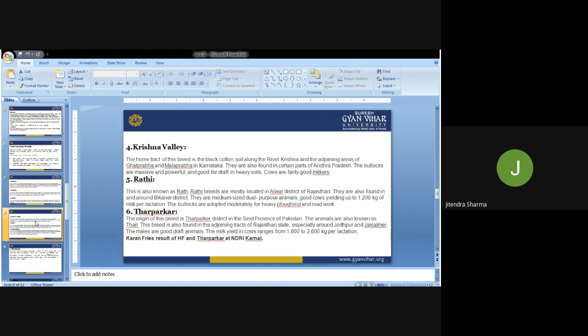Karan Fries means the Holstein Friesian and the Tharparkar cross. We have developed this breed at NDRI, which we call Karan Fries, and this breed is producing milk up to 10 to 12 liters, or even up to 15 to 16 liters per day.